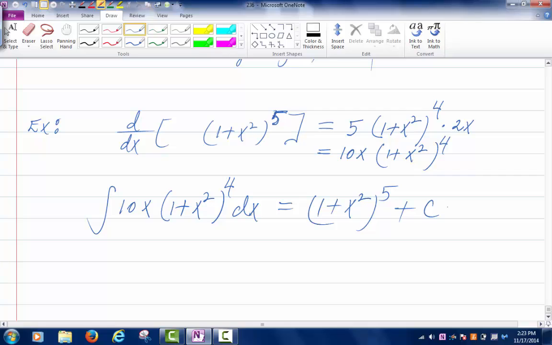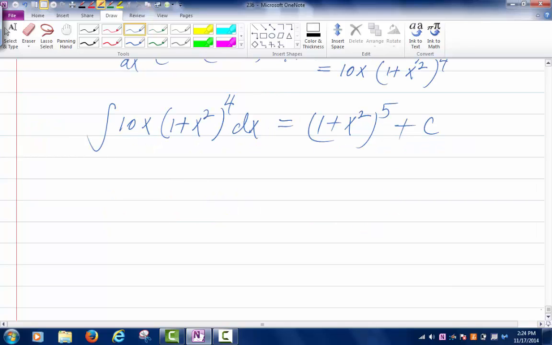So what am I doing here? Well, I applied the chain rule. I got the derivative of that function, and now I'm using the chain rule in reverse. If I am taking the integral of that derivative, I should be getting the function 1 plus x squared to the 5. Let's look at another example.